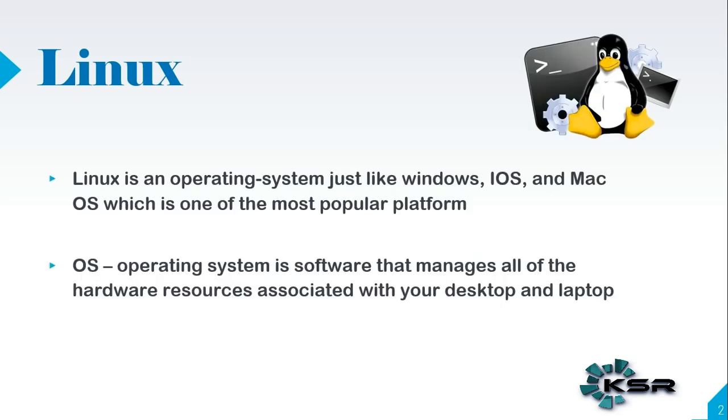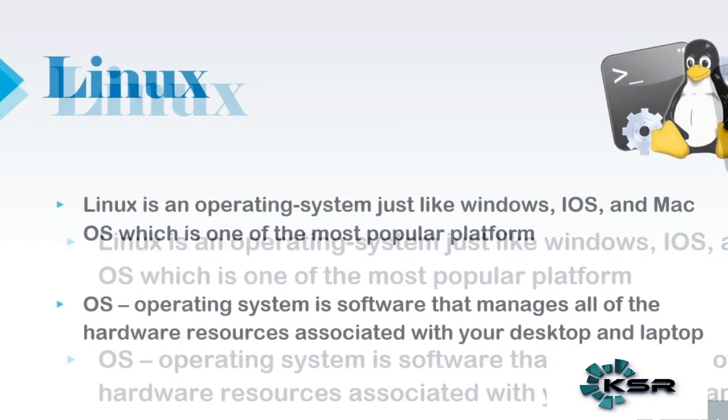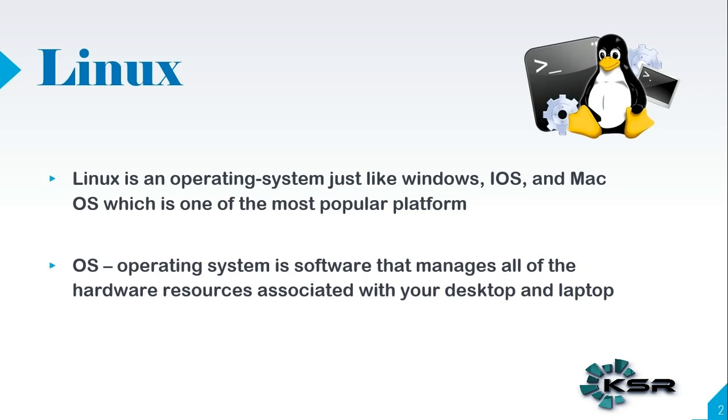Linux is an operating system just like Windows, iOS, and Mac OS, which is one of the most popular platforms. We already know, right? We have Windows, iOS, and Mac OS. Linux is just the same as those operating systems. So now, what is an OS? An operating system is software that manages all of the hardware resources associated with your desktops and laptops. Okay, let me explain in a clear way.